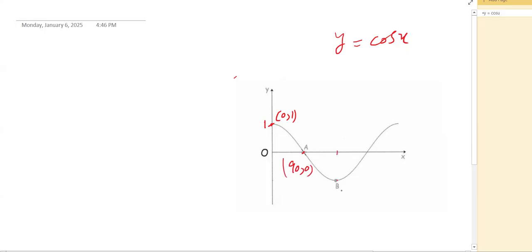What about this one? This will be at 180. Yes, this will be 180, -1, because this value will be -1 here. And what about this one? This will be 270, 0. And if I ask you what are the coordinates of this point, this point will have the coordinate 360, 1, because this point will be 360. But this is a sketch of y is equal to cos x. Understood or not? So you should be able to identify by looking at a particular sketch which sketch is for which one.